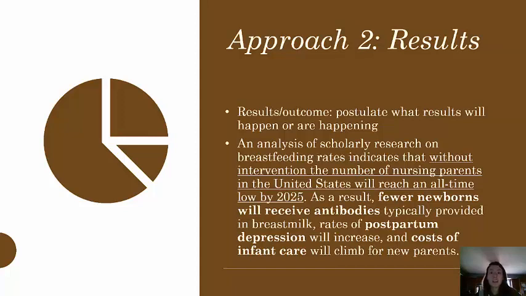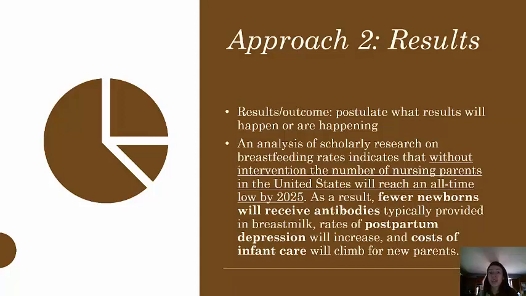So let me break that thesis statement down a little bit. I'm once again talking about what I'm basing this thesis statement on: my analysis of scholarly research, and what that analysis is indicating to me. It's showing that breastfeeding rates are declining and that without us doing something about it, the number of nursing parents is going to reach an all-time low. And I've given my argument about when that will be according to my analysis.